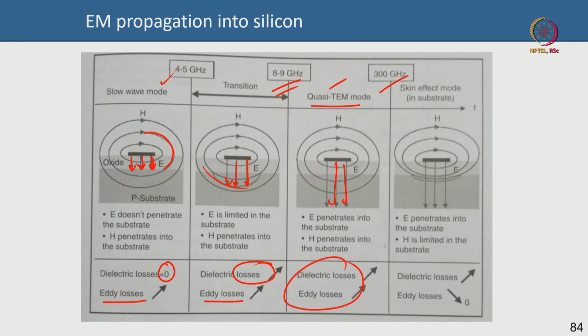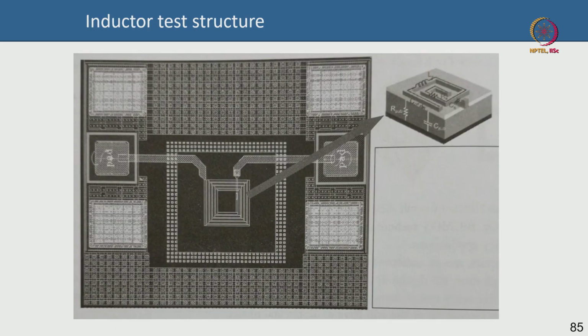And beyond 300 gigahertz, you are talking about more than millimeter wave, approaching sub-terahertz. Your magnetic field does not penetrate the substrate anymore, it's on the top, and the electric fields penetrate deep into the substrate. Now your eddy current losses are negligible because your magnetic fields are not penetrating deep. However, your dielectric losses are significant. This is just to illustrate how the electromagnetic fields penetrate and what kind of losses matter in silicon as you go from a few gigahertz to a few hundred gigahertz. That is just the point.